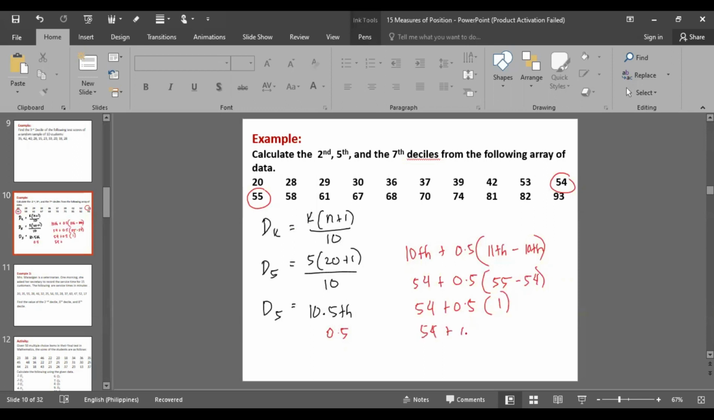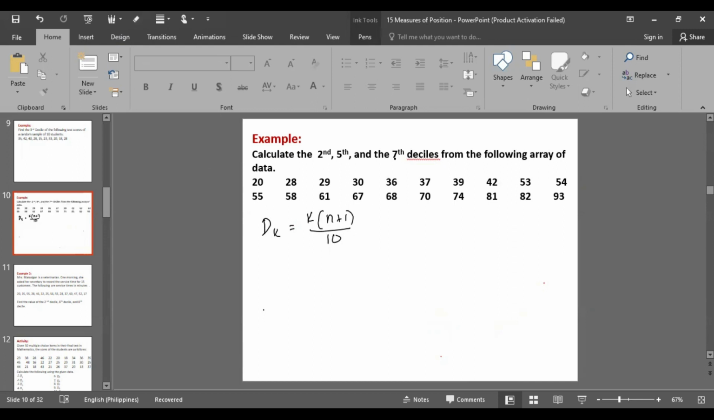Multiply it by 0.5. Therefore, the fifth decile is 54.5. This is the median of this distribution. Let's have the last one, the seventh decile. Replace k by 7 and replace n by 20. Simplify. It's 14.7. It means that the seventh decile can be found in the 14.7 term.